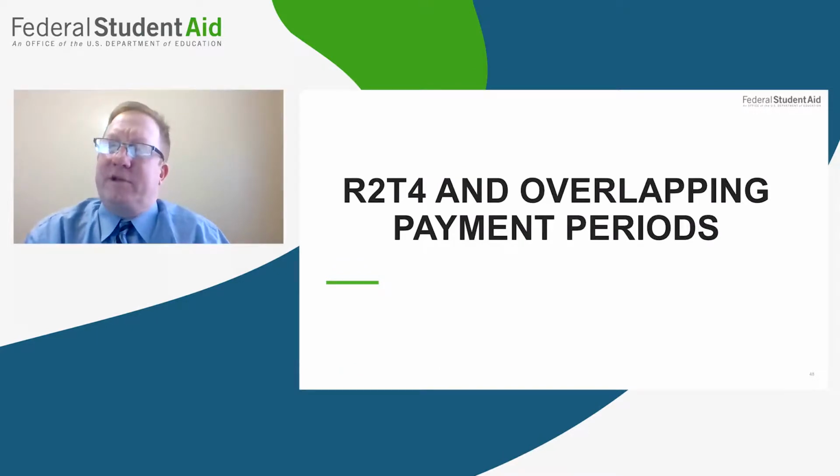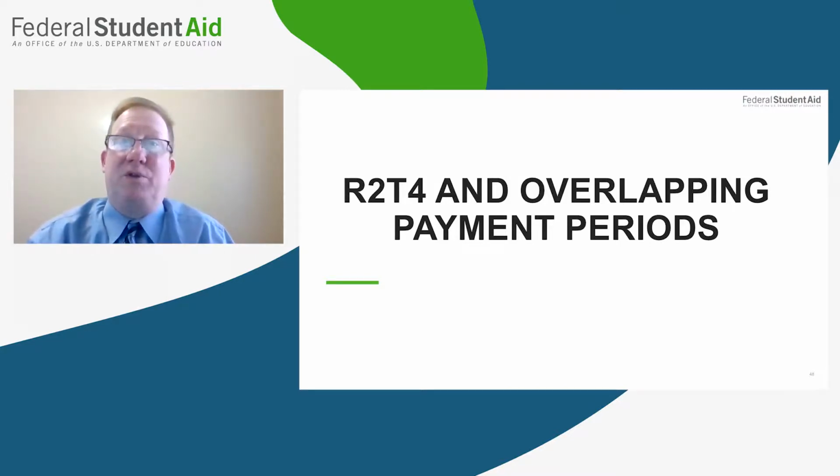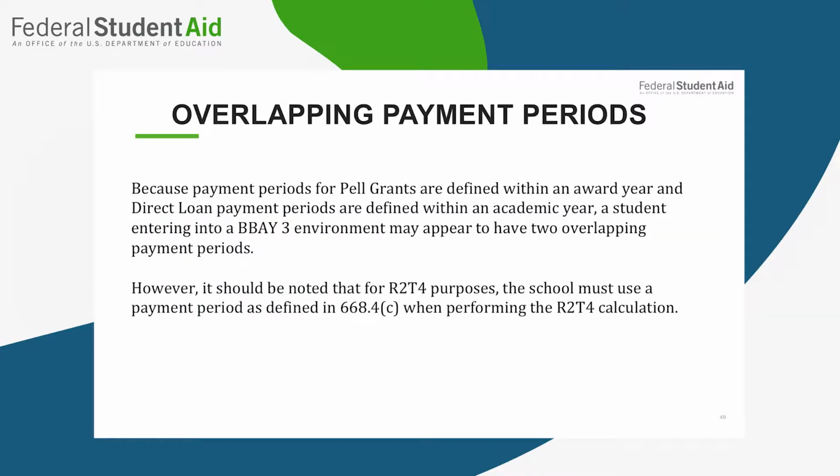And the last topic we want to cover is this subject of students who may withdraw or cease attendance from your institution, and they may be in the middle of one of these overlapping payment periods. There's special treatment that's needed for the return calculation to do it correctly. So here's what we're saying. Because these payment periods for Pell Grants are defined within an award year, and the direct loan payment periods are defined within the academic year, this student who enters into a clock hour, borrower-based academic year 3 environment may appear to have 2 overlapping payment periods. And again, this is only going to apply to those students that transfer into a BBAY3 environment.